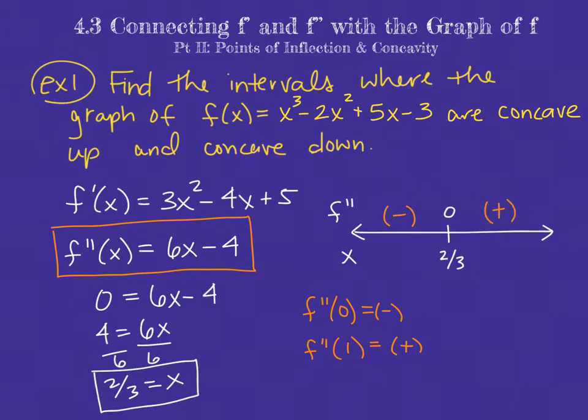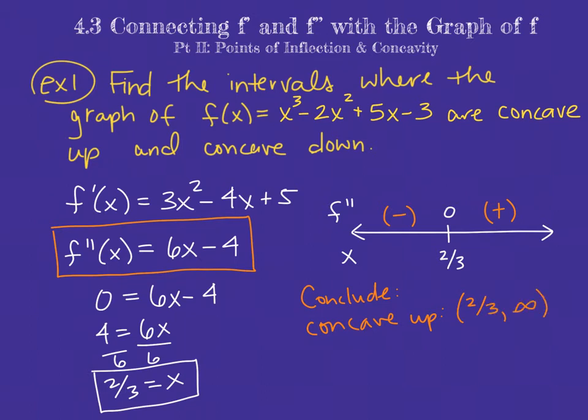So here's what we know. We know that our second derivative is negative from negative infinity to 2/3, open. And we know that our second derivative is positive from open 2/3 to infinity. I'm saying open because we're not including 2/3 on this interval, since our second derivative is 0 there, not positive or negative. So we can conclude that our graph is concave up when the second derivative is positive, which is from 2/3 to infinity, and our graph is concave down when our second derivative is negative, which is from negative infinity to 2/3.